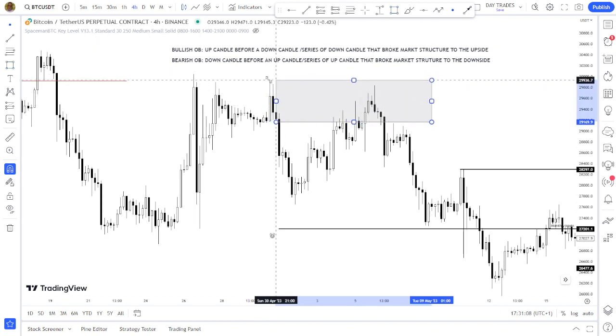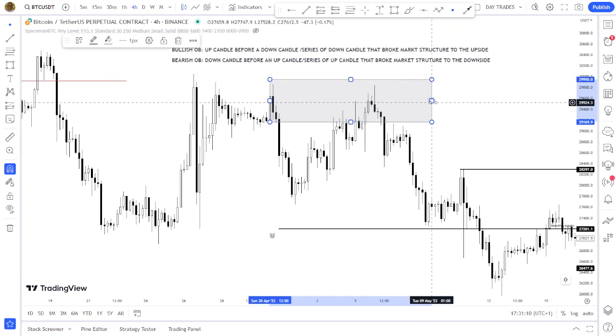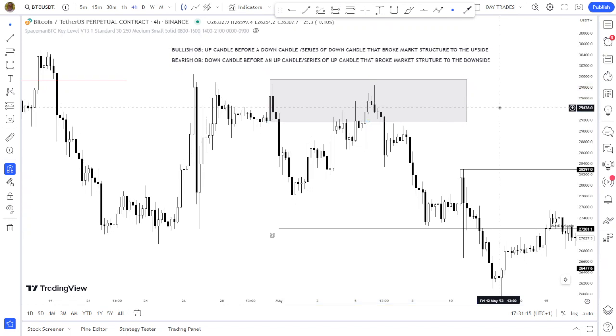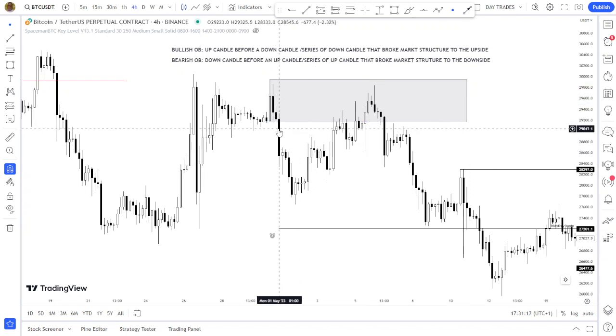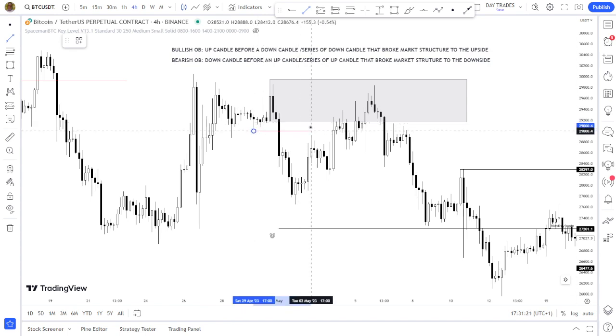Remember, you can find this on all time frames, right? It doesn't necessarily have to be one time frame, but since I want to keep the video short, I'm only using a particular time frame. So this one is a bearish order block. Why? Because it checks all of the requirements, right?